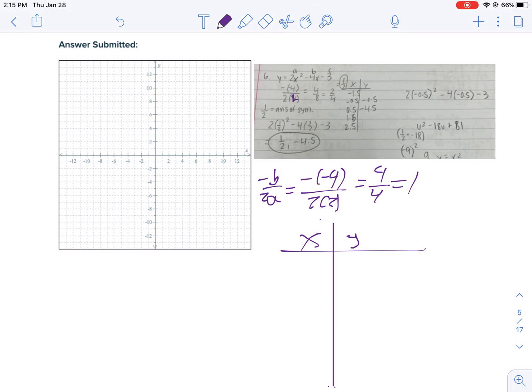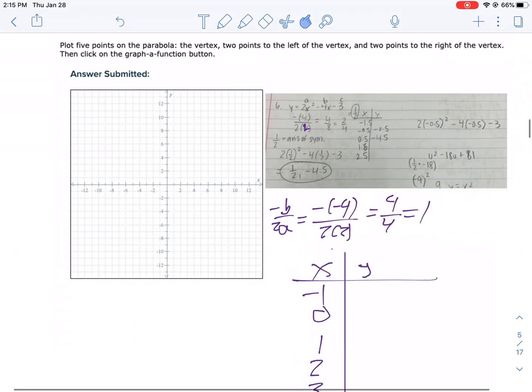And I'm going to put 1 smack dab in the middle. And I'll have a couple numbers to the right, so 2 and 3. A couple numbers to the left, like 0 and negative 1. I always like to start with the vertex. So let's do the vertex.